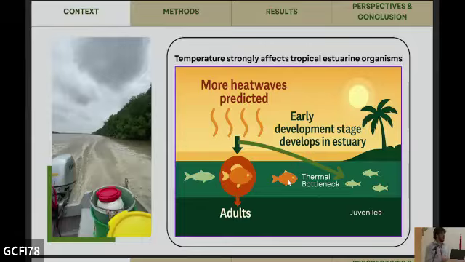Actually, my team and my research is the first one doing this in French Guiana. There's a lot of studies that tackle the same problematic, but mostly on adults. There's not a lot that are focusing on juveniles.